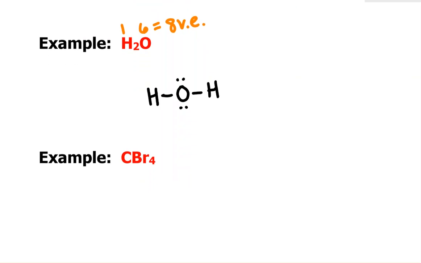Okay, again, different goes in the middle. Start with single bonds. And let's see how many valence electrons we have. Bromine has 7, that's 28, that's 32.